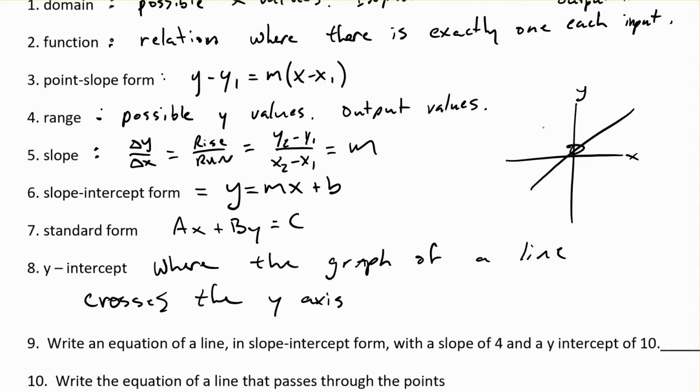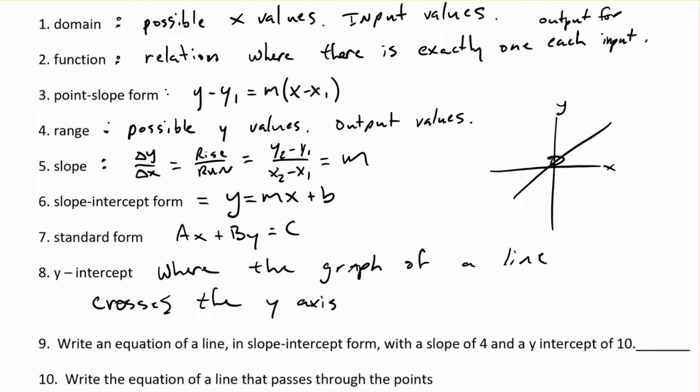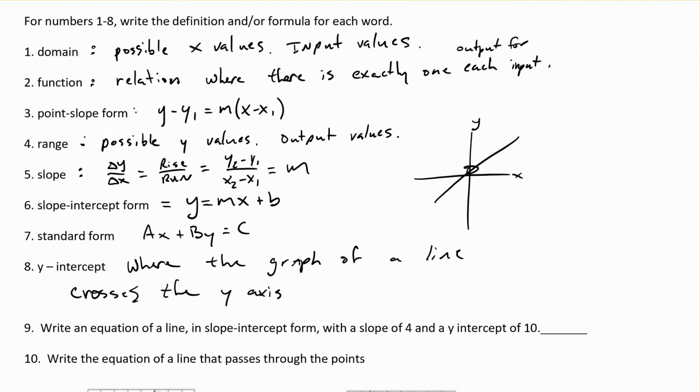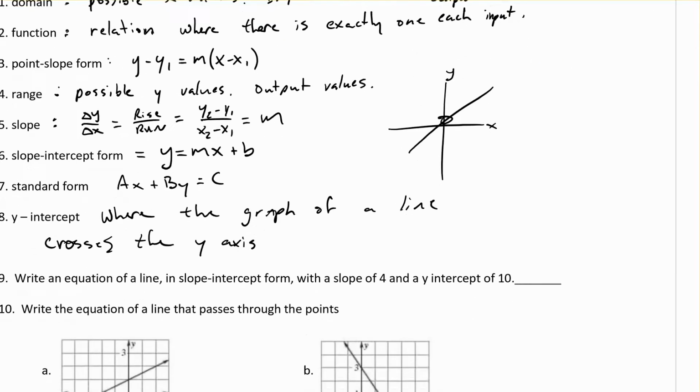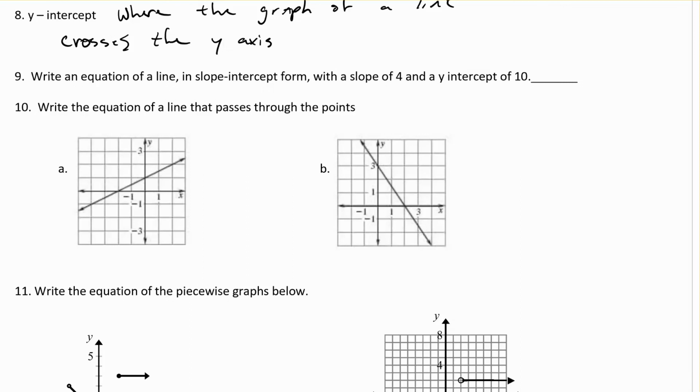Write an equation of a line in slope-intercept form with a slope of 4 and a y-intercept of 10. An equation of a line in slope-intercept form with a slope of 4 and a y-intercept of 10 would be y equals 4x plus 10.